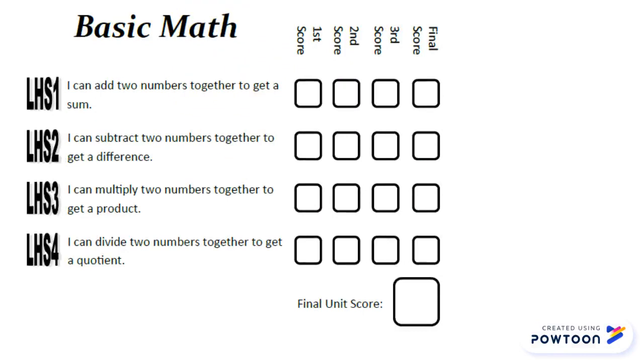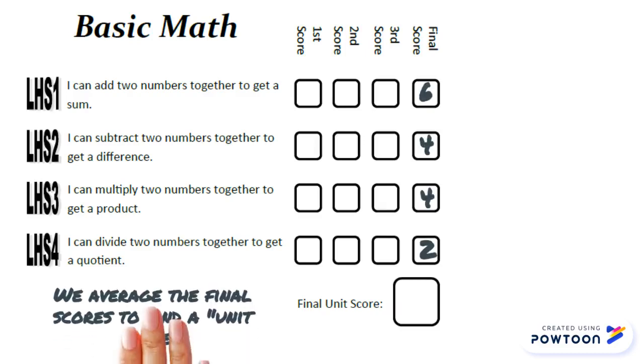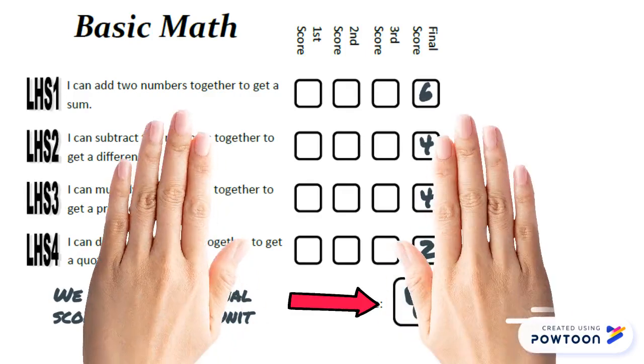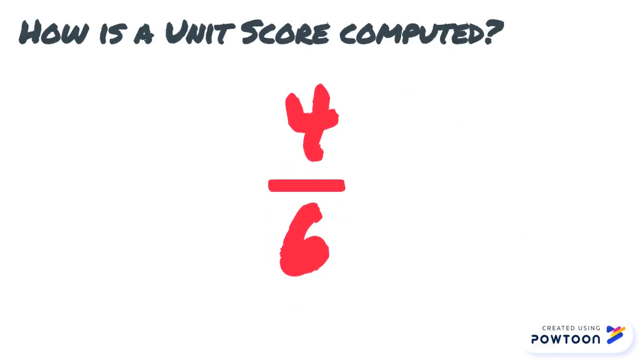Well, remember, we have broken the unit into learning goals. As we complete assessing the unit, students will have a final score for each goal. We will then find a final unit score by averaging all the unit scores together. As you can see, this unit score would be a 4 out of 6. A student that earns a 4 out of 6 has a pretty good understanding of the material.